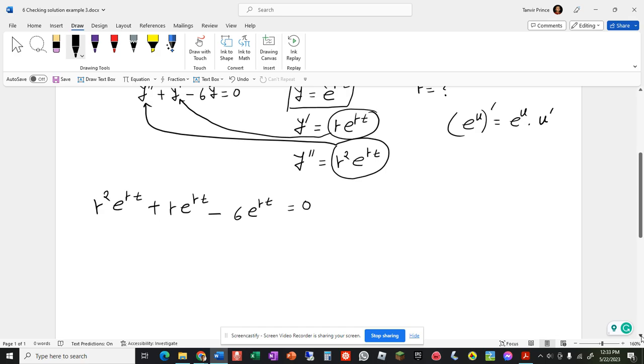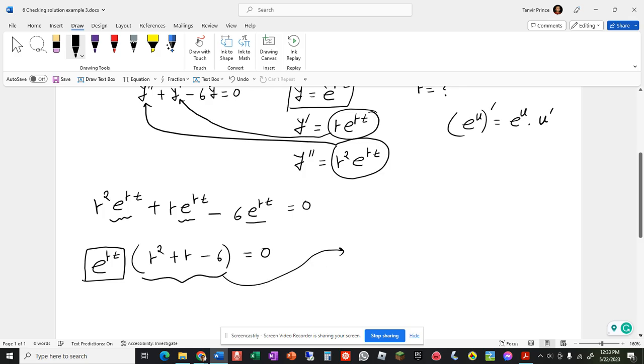You can see e to the rt is a common factor. So you can actually factor out e to the rt. And you know that e to the rt cannot be 0 because it's an exponential function. So the only way this can be 0 is if this factor is 0. So we know that r squared plus r minus 6 must be 0.